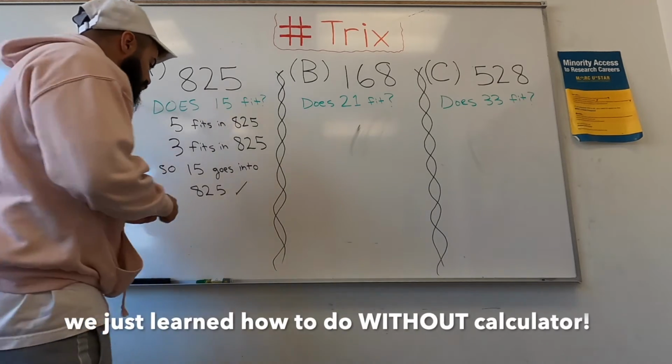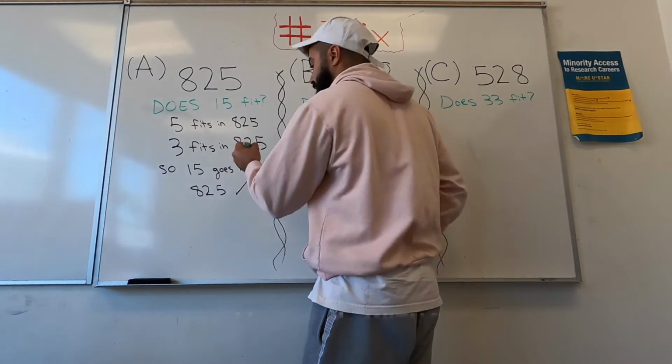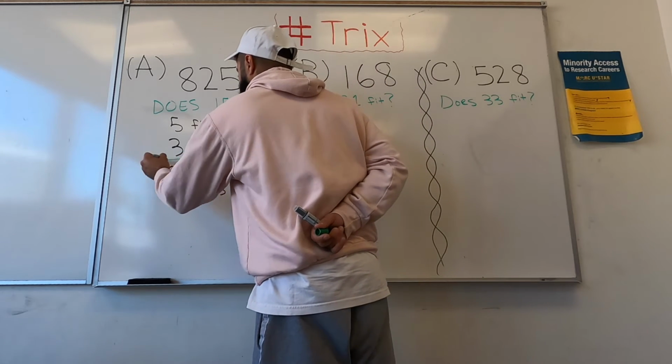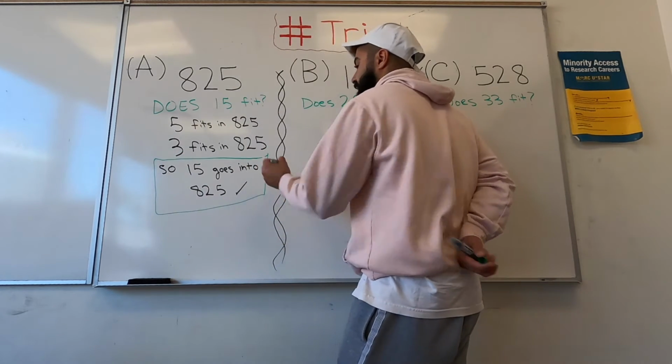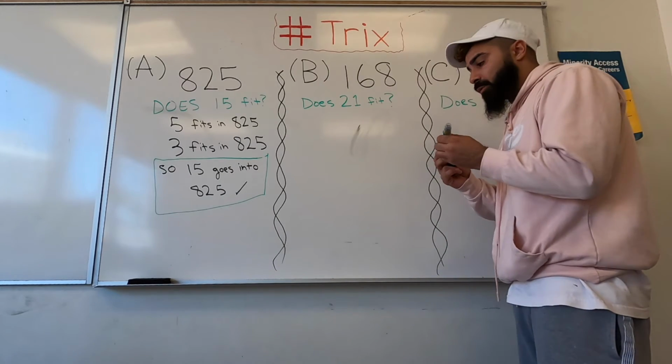You could do that real quick with a calculator. Do 825 divided by 15 and you will get a nice whole number. You will not get a decimal. That's what we mean by fits in. It fits into a nice number of times, no remainders, no decimals.